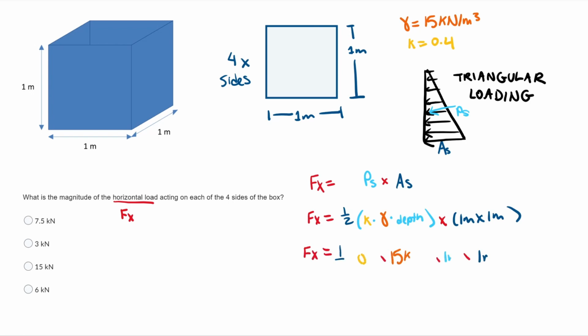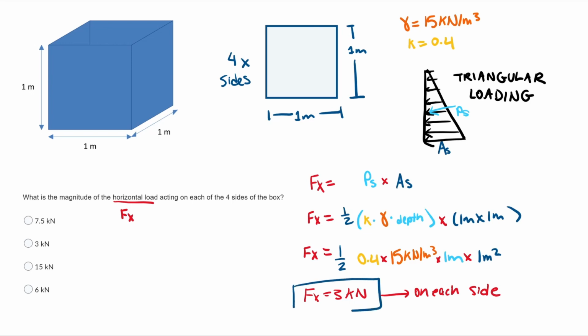So you'll then get 1/2 times 0.4 times 15 times 1 meter times 1 meter squared will be our horizontal loading. So you get that Fx is equal to 3 kilonewtons, which is per each side. So that makes this the correct answer.